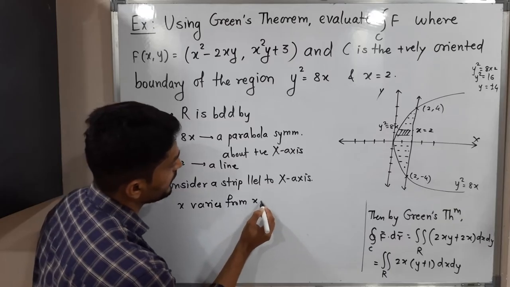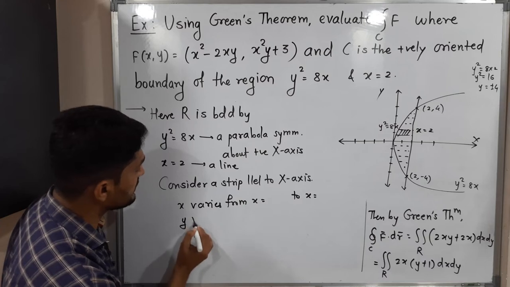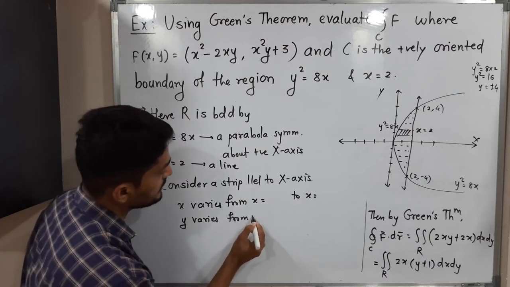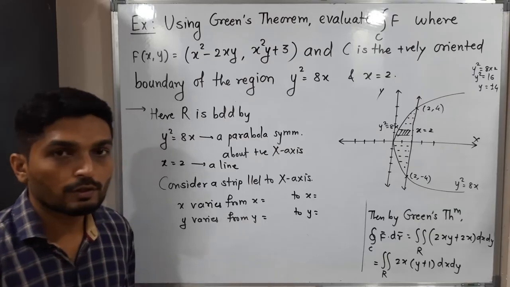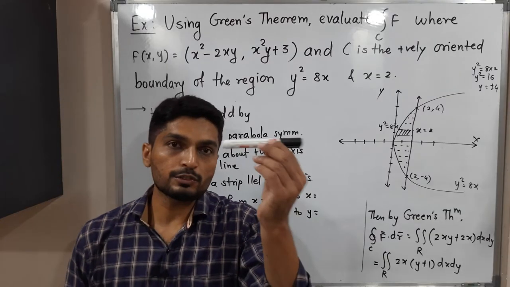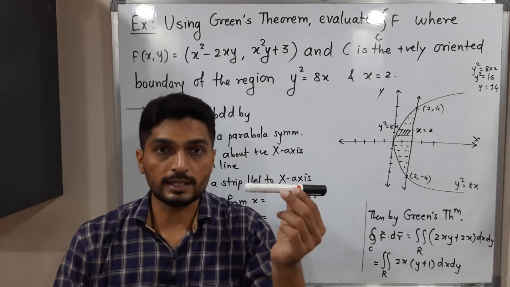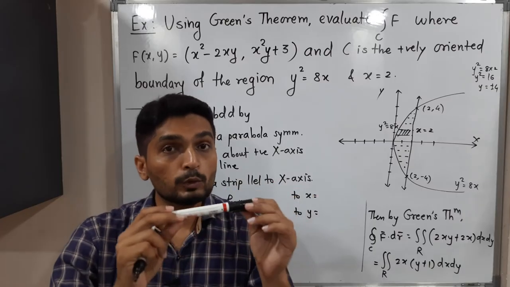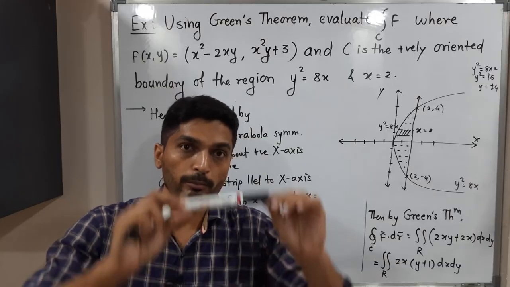x varies from x is equal to, and our second sentence is y varies from y is equal to. In the previous unit, in those videos, we have already seen. See, we have a strip like this, right? A strip like this, parallel to the x-axis. So our funda is very simple: bounded below, bounded above, and we move the strip from bottom to top. We move the strip from bottom to top.